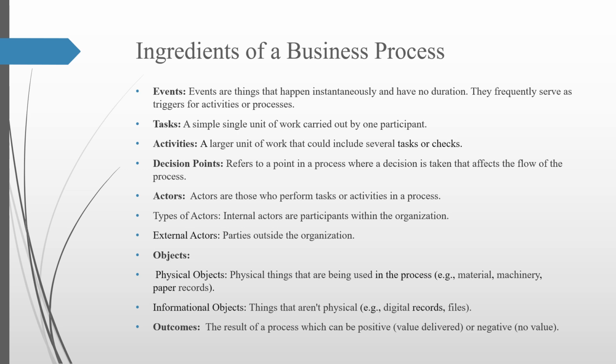Objects. There are two types of objects. Physical objects are things that are being used in the process. Examples are material, machinery, paper records. Informational objects are things that aren't physical, for example, digital records of files. Outcomes. The result of a process, which can be positive or negative, meaning value delivered or no value.